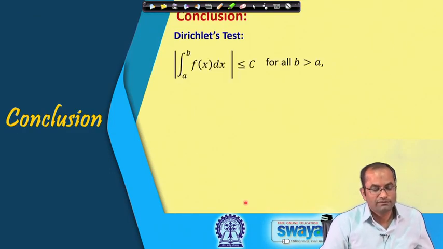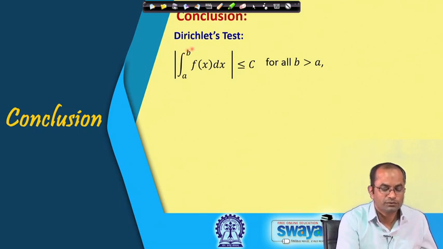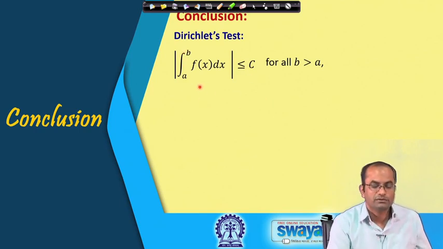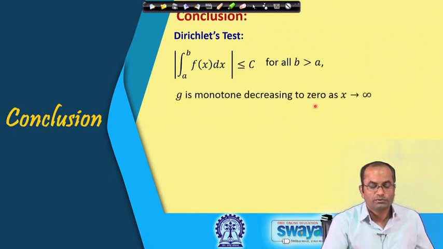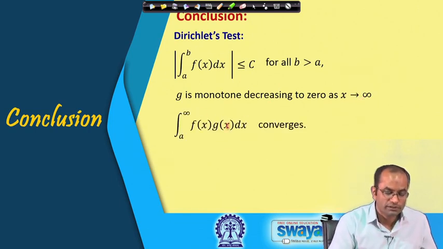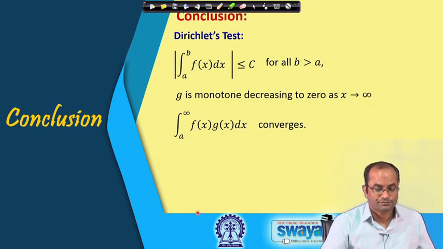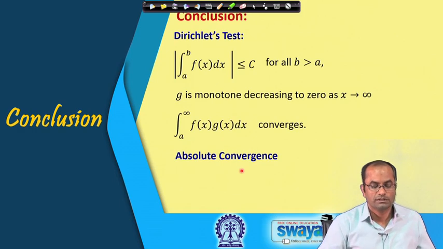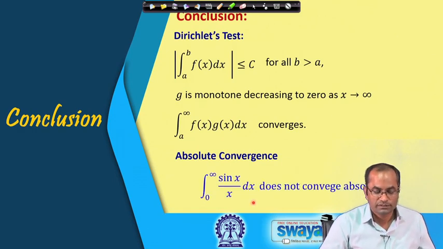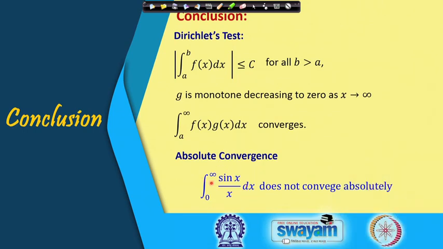So, the conclusion: we have the Dirichlet test, which says that if we can show the uniform boundedness of this integral for all b greater than 1, and g is monotone decreasing to 0 as x approaches infinity, then the integral of the product in the integrand from a to infinity, dx, converges. We have also discussed absolute convergence, and we have seen this nice example which does not converge absolutely, but converges if we do not take the absolute value of the integrand.